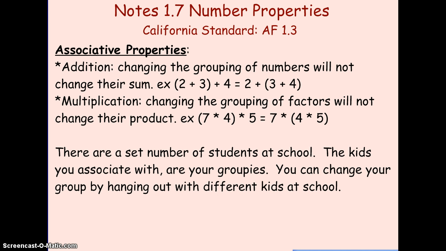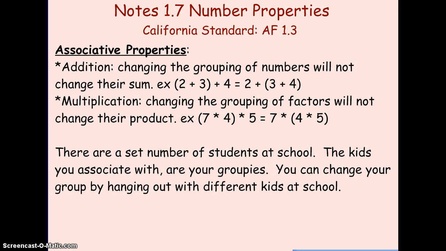Associative property. The associative property of addition says that changing the grouping of numbers will not change their sum. For example, 2 plus 3 in parentheses plus 4 is the same thing as 2 plus parentheses 3 plus 4. Now, notice this is all addition. This only works if all the operations are addition. Otherwise, it will not work. And another thing to keep in mind, notice for the associative property, we're not moving the numbers at all, only the grouping symbols.